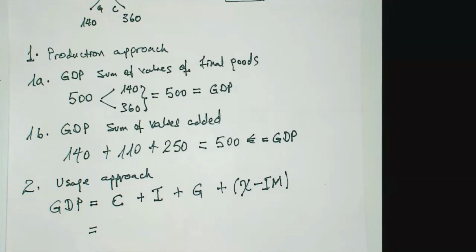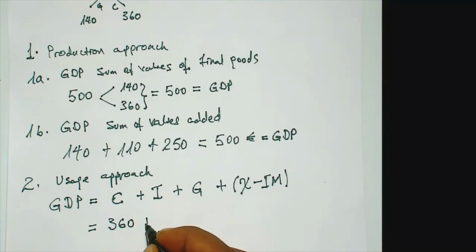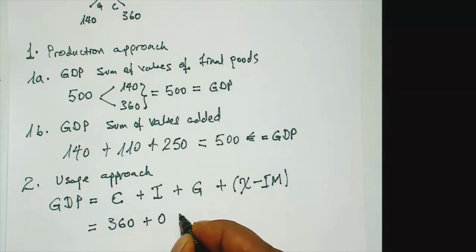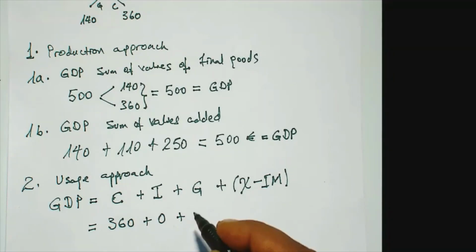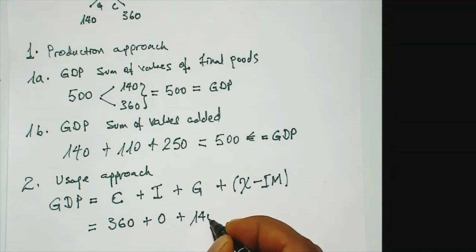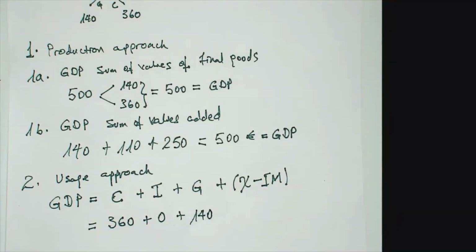So in our case, as we have said, consumers are buying cars for a value of 360, so this is to be considered as consumption. And in our economy, there was no information given regarding investment, so this should be indicated as 0. G represents the government expenditure. As we have already said, governments buy cars for a value of 140 euros, so we would indicate 140 for government expenditure.